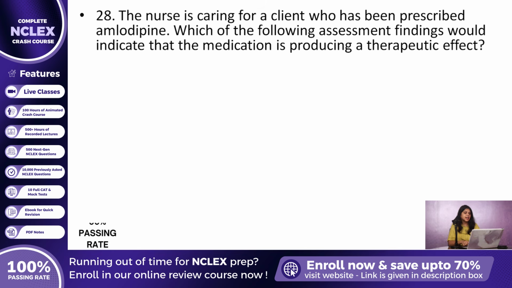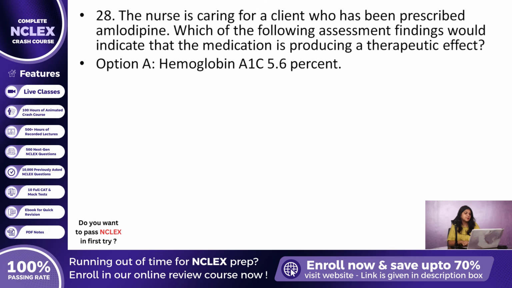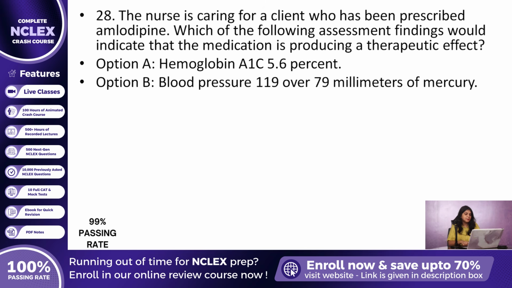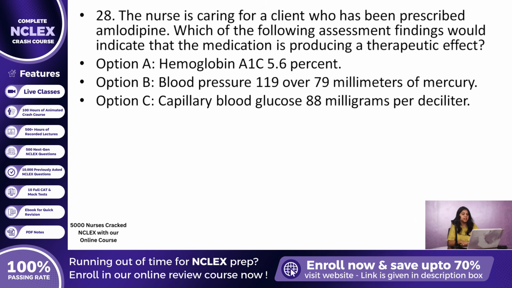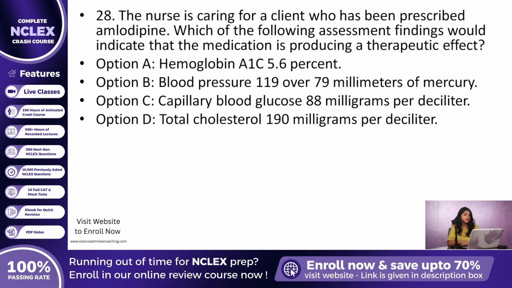The nurse is caring for a client who has been prescribed amlodipine. Which of the following assessment findings would indicate that the medication is producing a therapeutic effect? Option A, hemoglobin A1C 5.6%. Option B, blood pressure 119 over 79 millimeters of mercury. Option C, capillary blood glucose 88 milligrams per deciliter. Option D, total cholesterol 190 milligrams per deciliter. The correct answer is option B, blood pressure 119 over 79 millimeters of mercury.